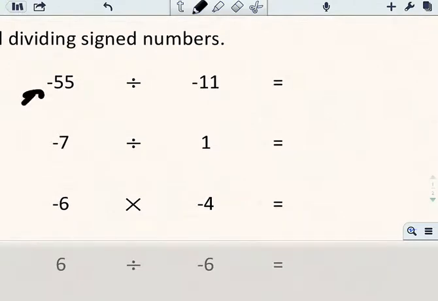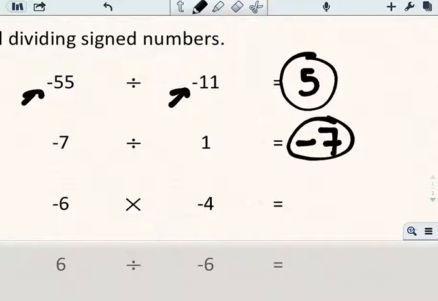We have a negative divided by a negative. My answer should be positive. 55 divided by 11 is just 5. Positive, of course, because we have two negatives. Next, 7 divided by negative 1. One negative means it is negative. 7 divided by 1, well, anything divided by 1 is just itself, just a 7.